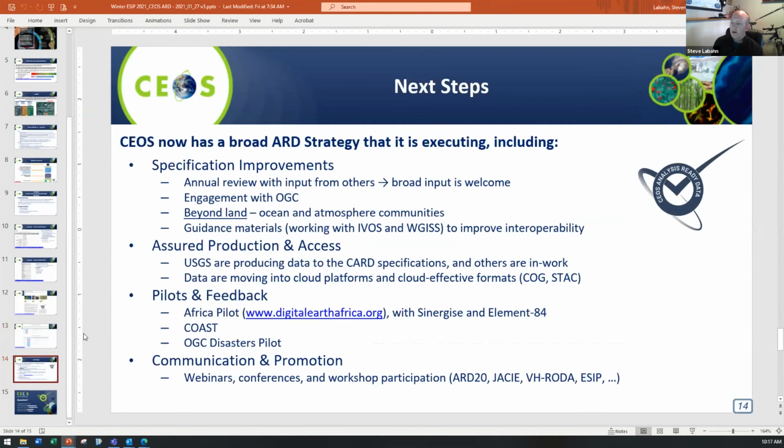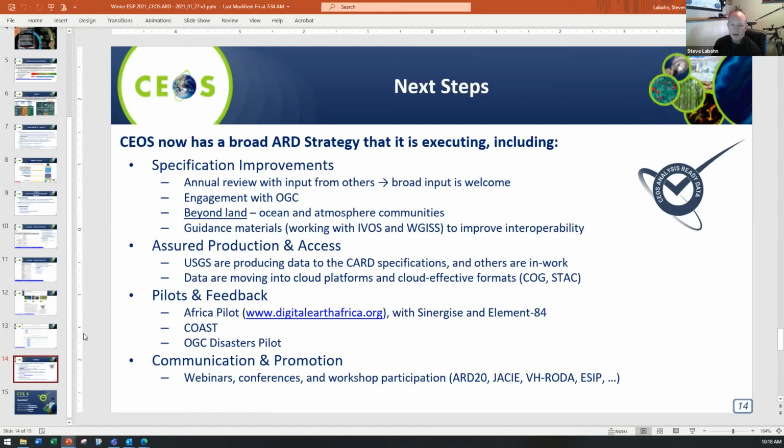Okay, quickly, where are we going? Really, we're looking for specification improvements. So we're looking for broader community engagement. We're also engaged with OGC on standards approaches. We're trying to broaden this within CEOS beyond just land. So we're working with the ocean atmosphere community. That's how I'm working with Ed a bit in that area.